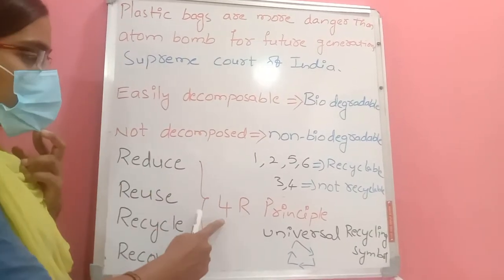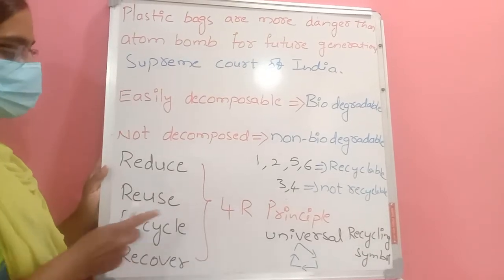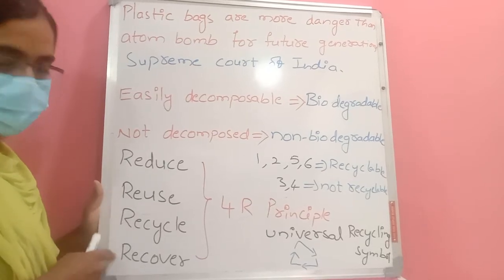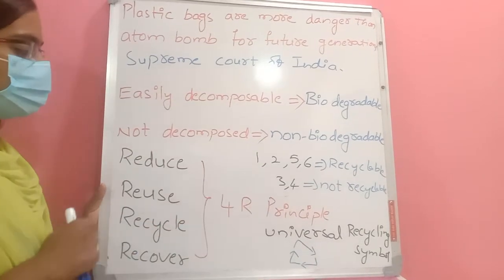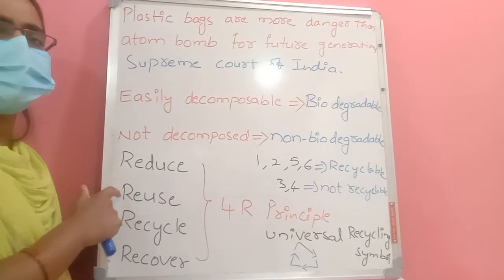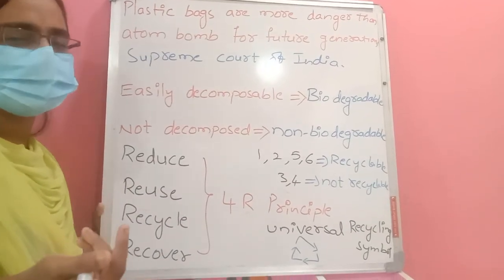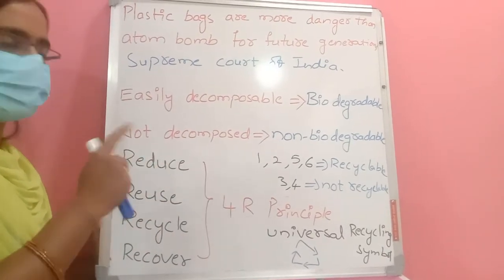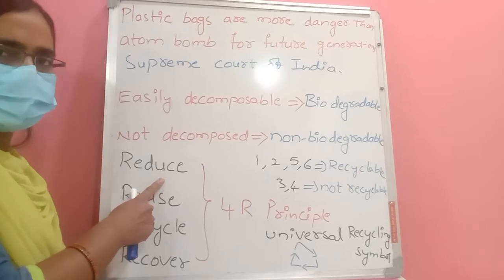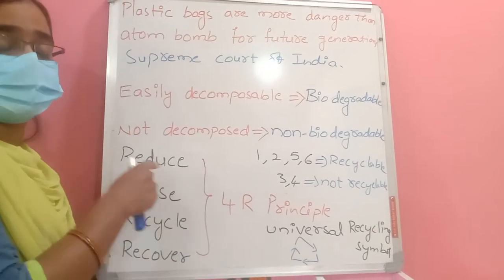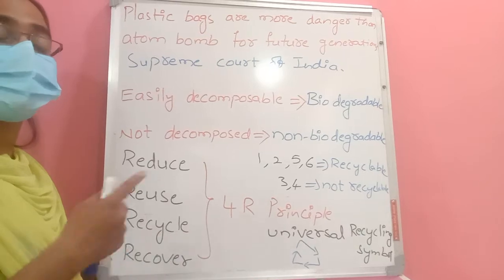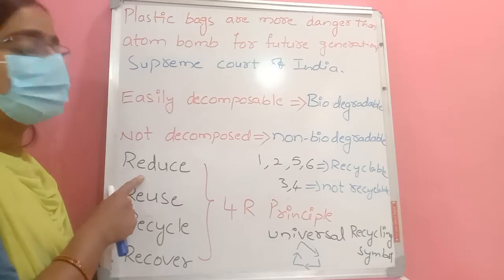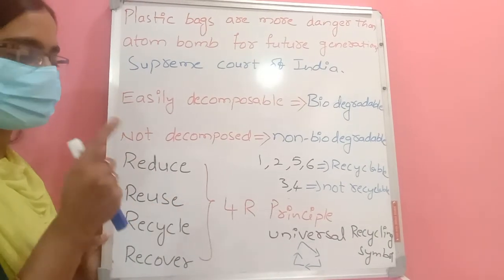Next, we have the 4R principle. In this 4R principle: reduce, reuse, recycle, recover. 1, 2, 3, 4. Four R's. First one, reduce. If you can use any other substance except plastic, then use it. We can use a cloth bag, no? Just use a cloth bag in the place of plastic. So reduce the usage of plastic. First you have to reduce the usage of plastic.